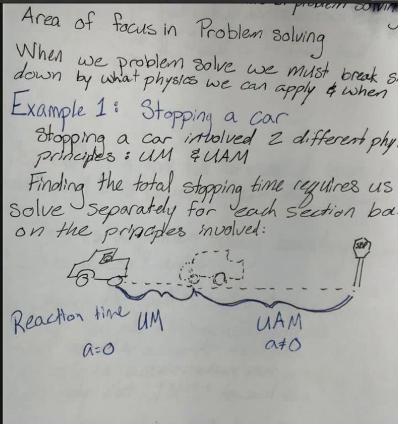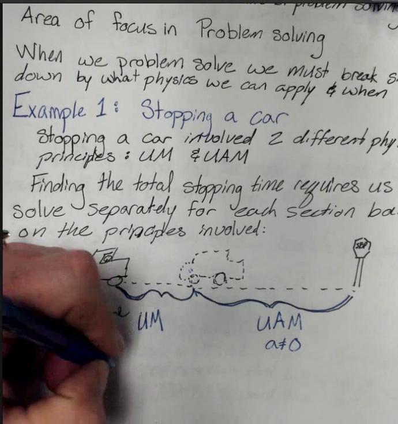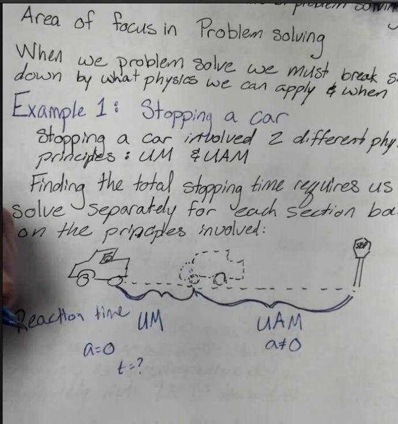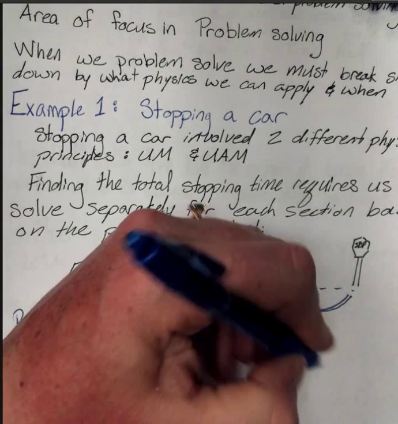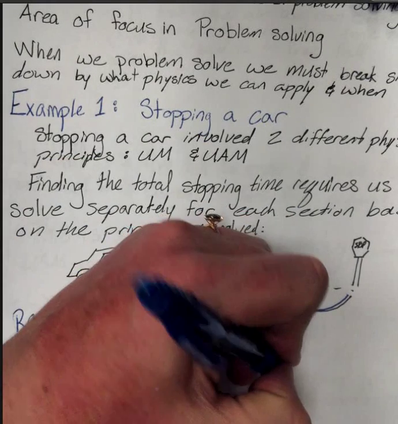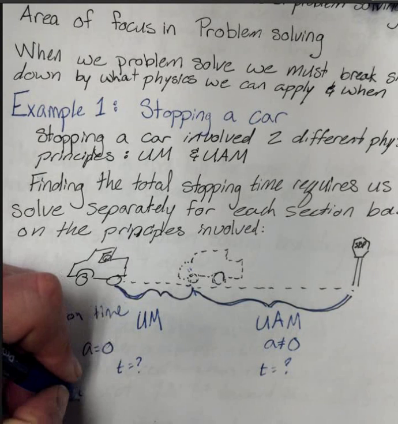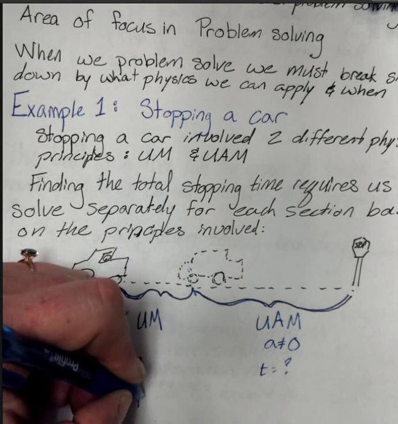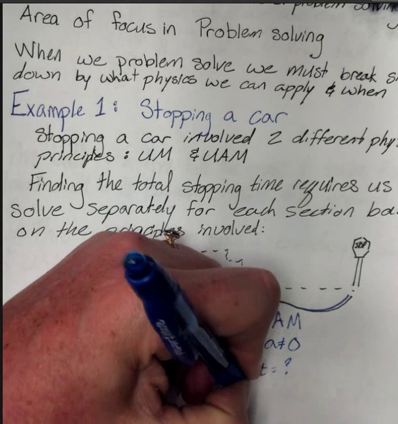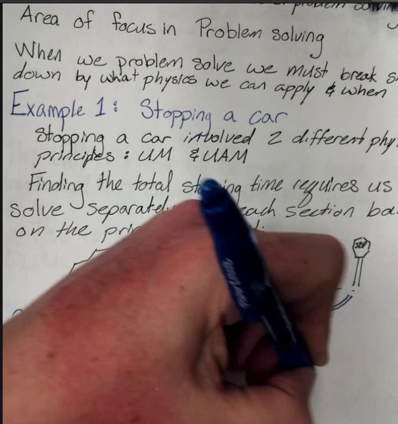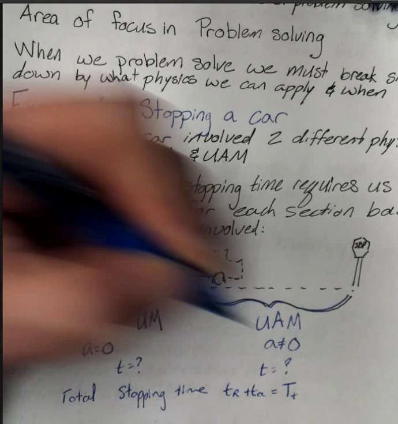At this point, you can take a problem that asks you to solve for the whole stopping time of a car. It's going to be the time it takes you to react here, and the time it takes you to actually stop. And then the total stopping time will be the time of reaction plus the time of acceleration.